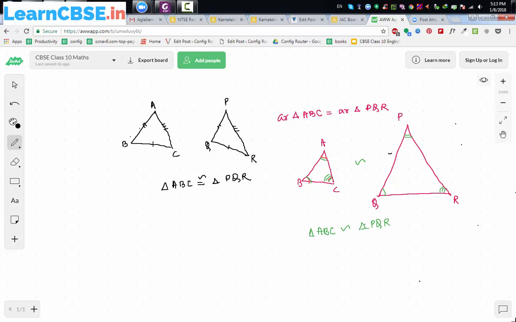And one other way to have similarity between two triangles is that their corresponding sides should be in proportion. For example, AB by PQ should equal BC by QR, which should equal AC by PR. The corresponding sides should be in proportion or the corresponding angles need to be equal. That is the basic rule for two triangles to be similar. So let us try to understand and note them down properly.